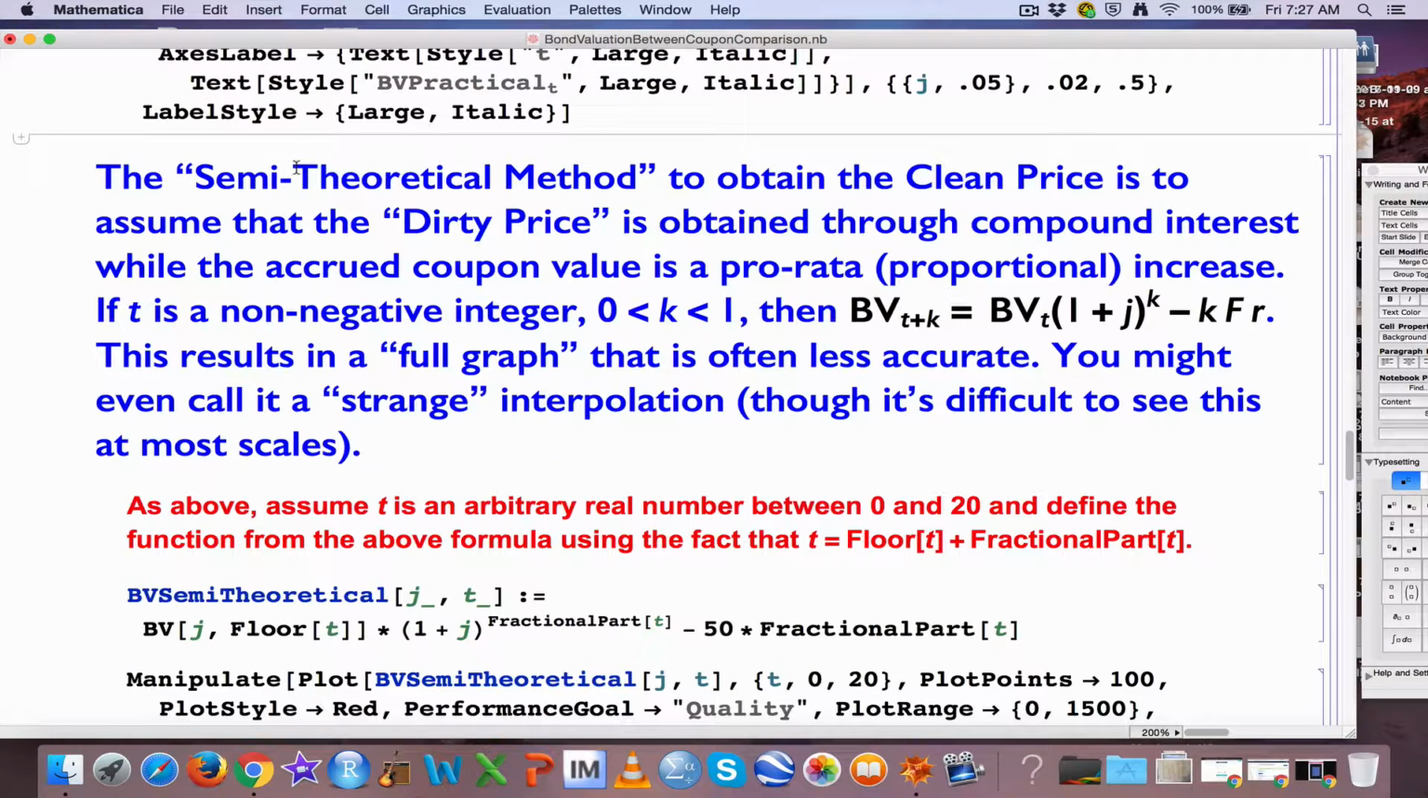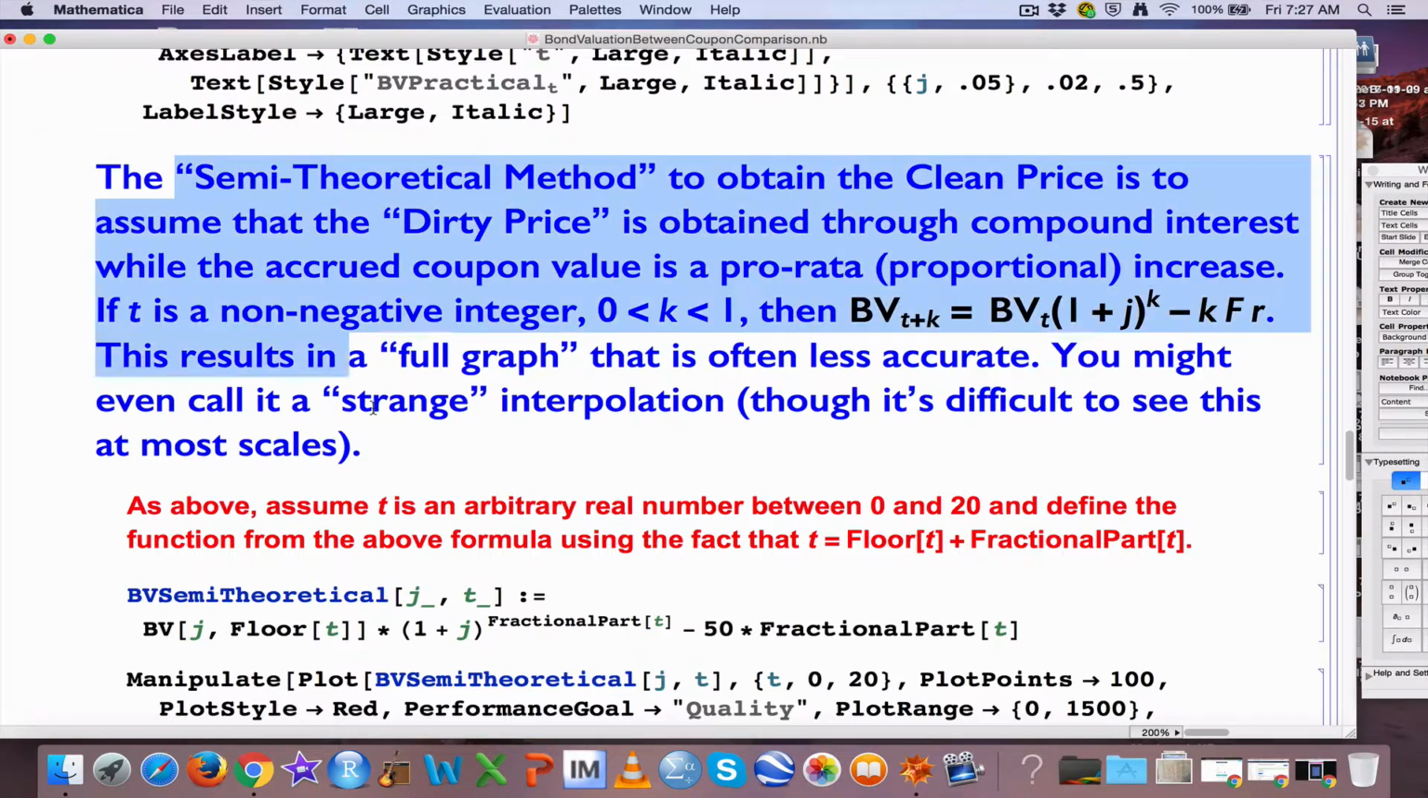Now we're on to the semi-theoretical method, which again I talked about in video number 115 and we made use of as the main technique in that video, and the main technique you should know for Actuarial Exam 2 in 2017, and maybe in the future. How do we obtain this?